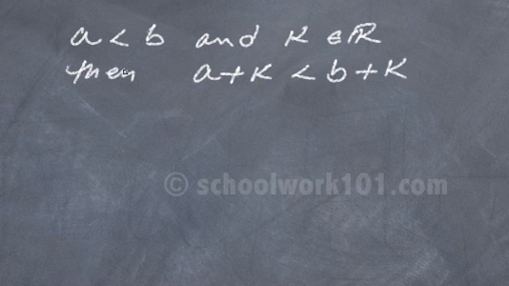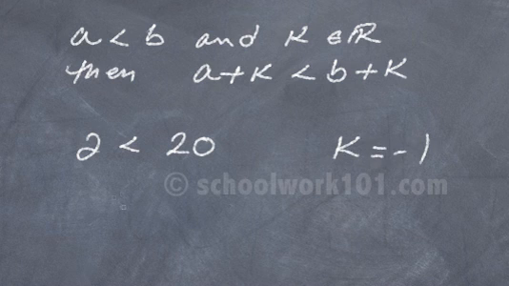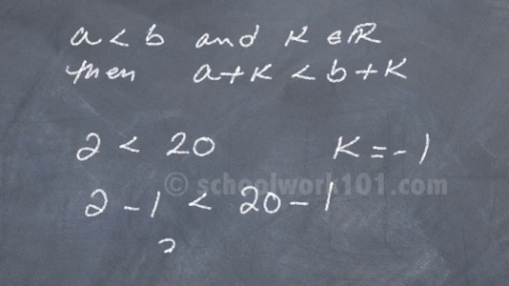We can do some examples. For example, we'll say A is 2. That's less than, let's say, 20. K is any real number. Let's let K equal -1. How's that? So we end up with 2 minus 1 is less than 20 minus 1. So as you can see, this would be 1, which is less than 19.